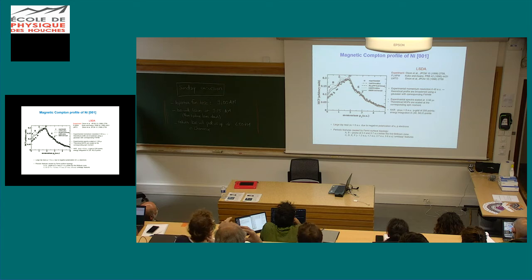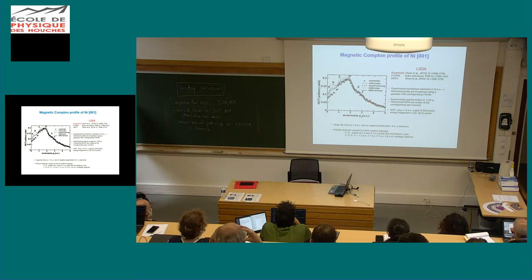What you can see here is that at high values of the momenta, all the theories describe the experimental data quite well, but differences appear in this low momentum region, where the electrons of interest in physics and chemistry are. So here are large differences between different approaches and experiment.